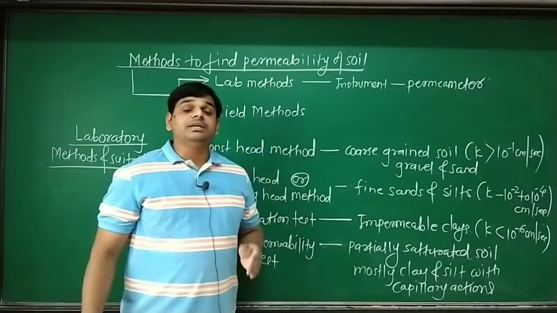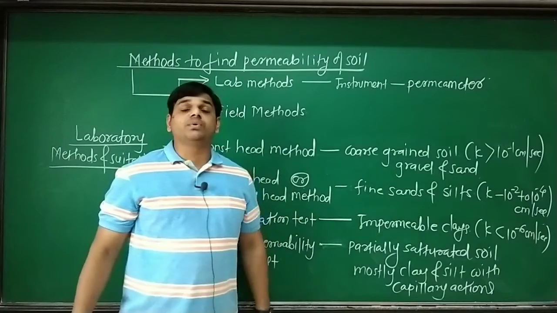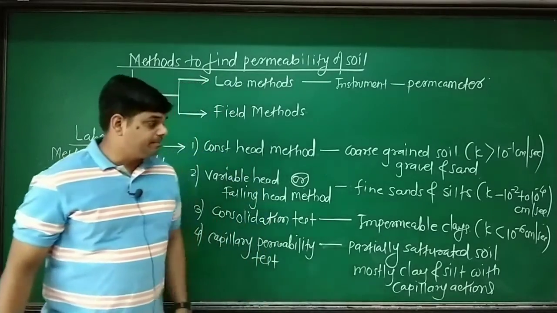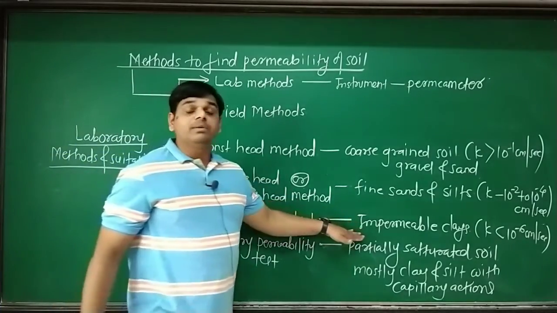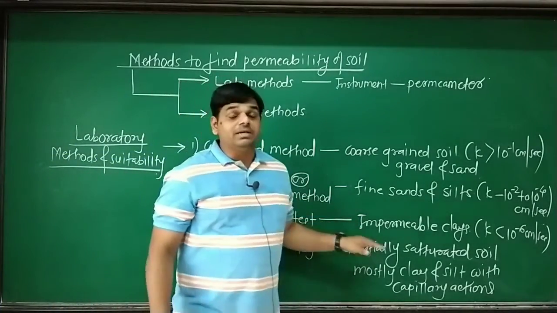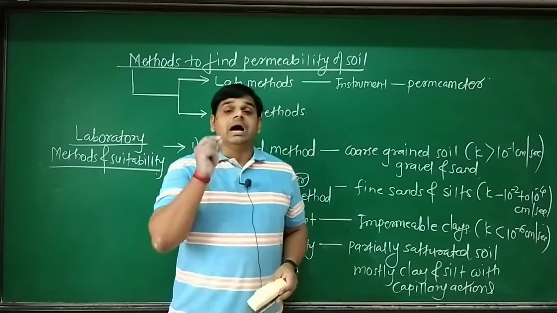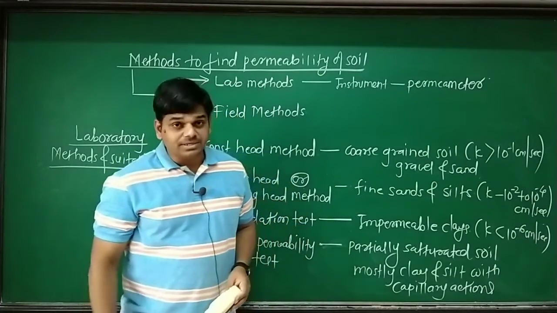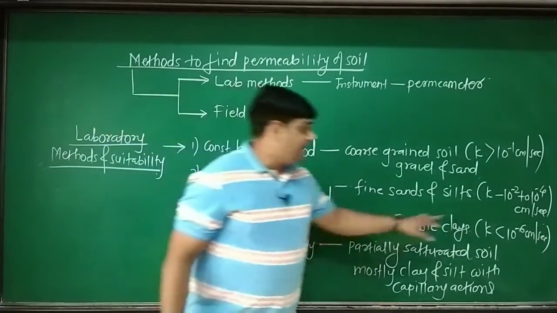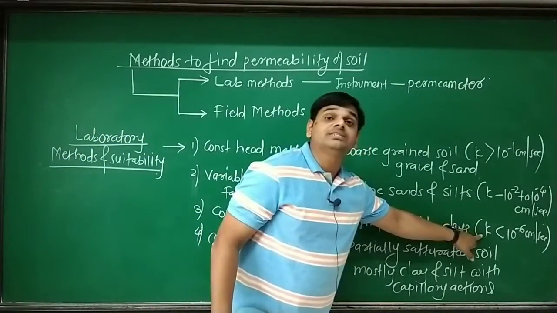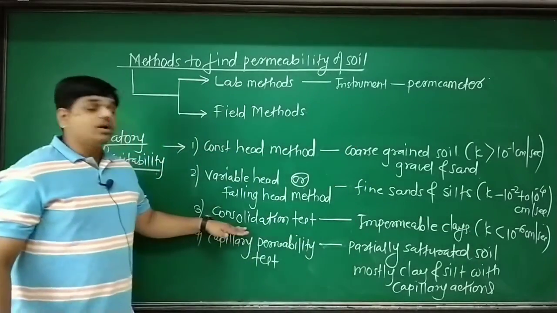whose permeability is in the range of 10 raised to minus 2 to 10 raised to minus 4 cm per second. Consolidation test. This method is suitable for impermeable clay. For clay through which water cannot flow easily, to find the permeability we use consolidation test, where permeability is less than 10 raised to minus 6 cm per second. Very important, impermeable clay, consolidation test.